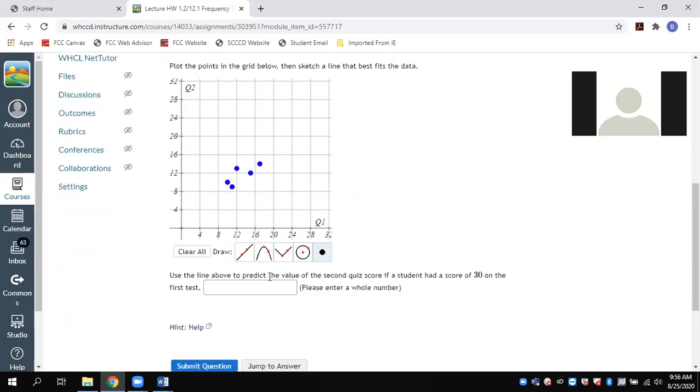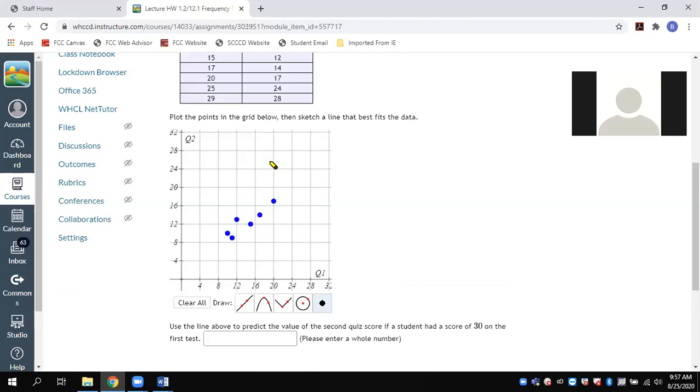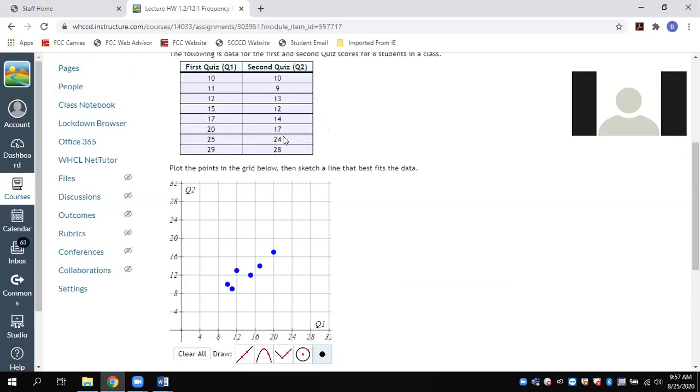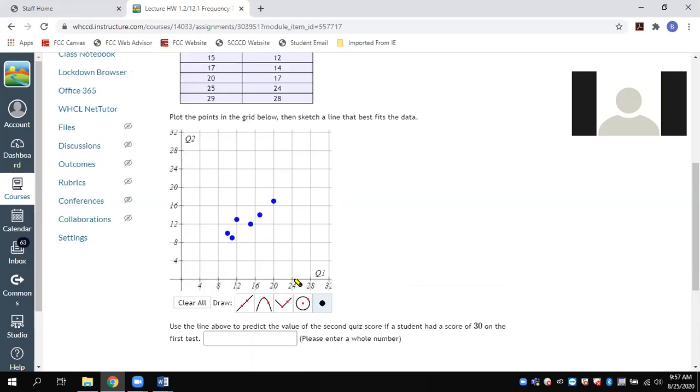17, 20. So over 20, up 17, which is right there, just above the 16, right? Over 20, up 17, just above the 16. And then 25, 24. Over 25, up 24, right there. See how that's just past the 24? And then last one, over 29, up 28. Over 29, it's just past the 28, up 28, right there. So that's over 29, up 28.